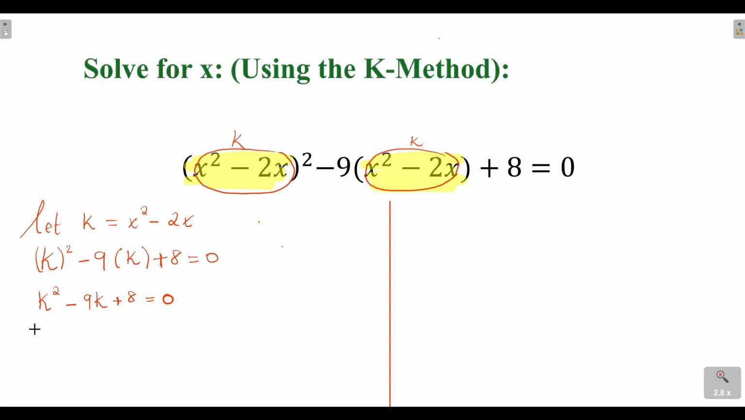So now, what are we noticing about this new equation that we've created?